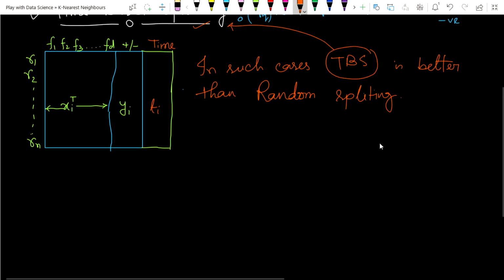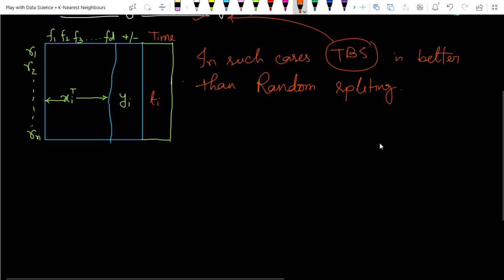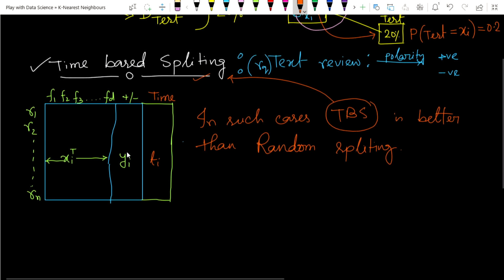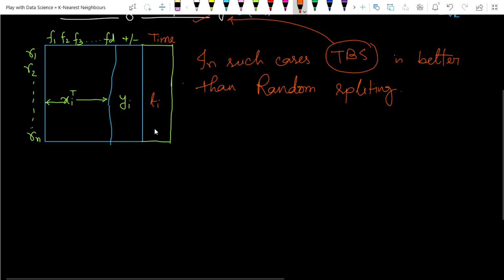So now the thing is how to do this time based splitting. In random splitting, we simply divided our data sets randomly as per our requirement, 60-20-20 or 70-15-15 or 80-10-10. We can easily do these jobs, but how will we split the data in time based splitting?